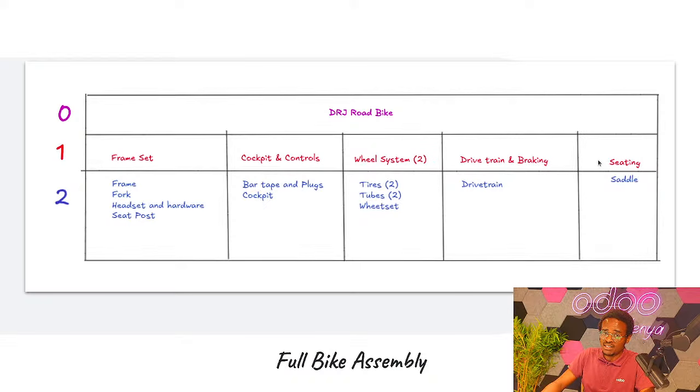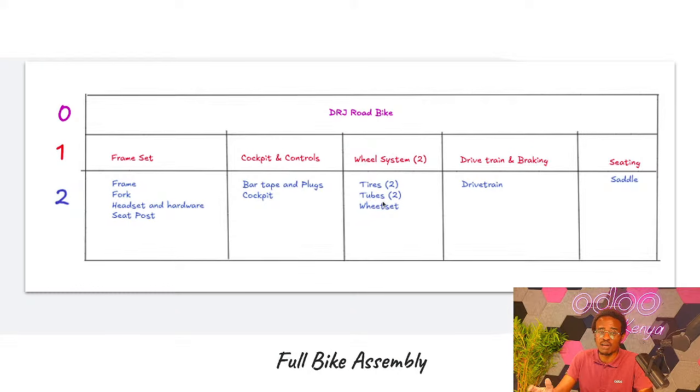But also in assemblies, you may need more than one sub-assembly in some parts. For example, to make one bike, I'll need two wheel systems, right? So one bike, two sub-assemblies. And then we have a level 2, which is basically the most basic. Now here is where we have components. For example, to make a frame set, I need frame, fork, headset, and a seat post. And to make two wheel systems, I will need 2 tires, 2 tubes, and a wheel set. So all these have to be taken into consideration.